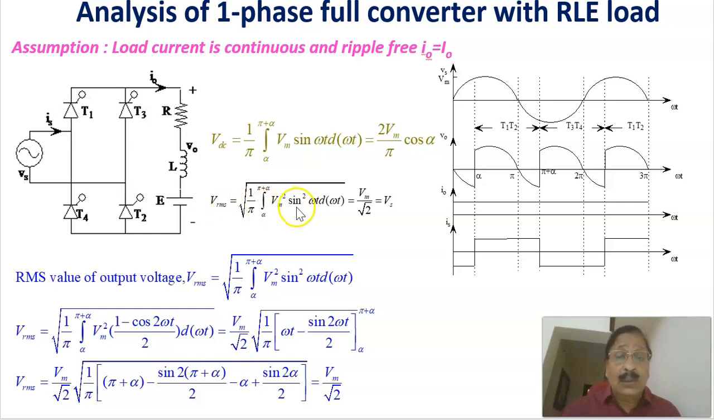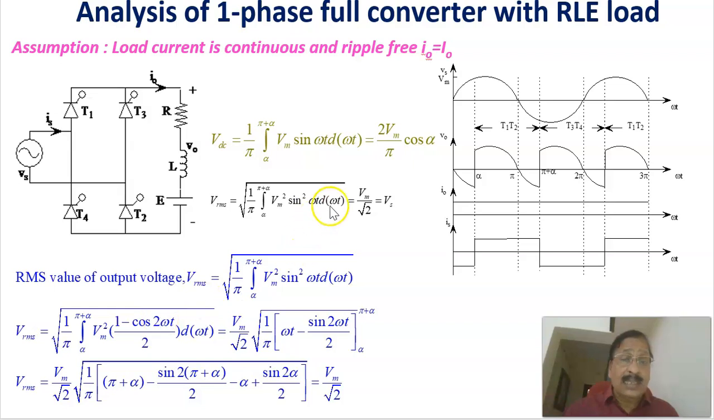The RMS value of this output voltage is the same as the RMS value of the input voltage. We are deriving the same thing here that we showed earlier. The RMS value of the output voltage is equal to the root of this expression.